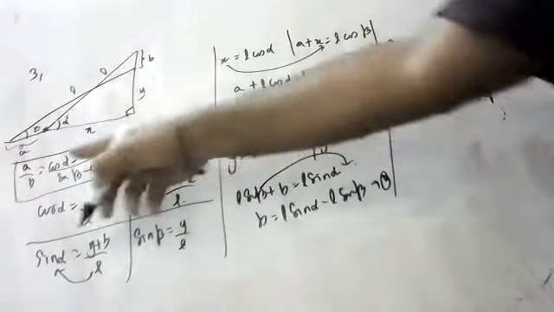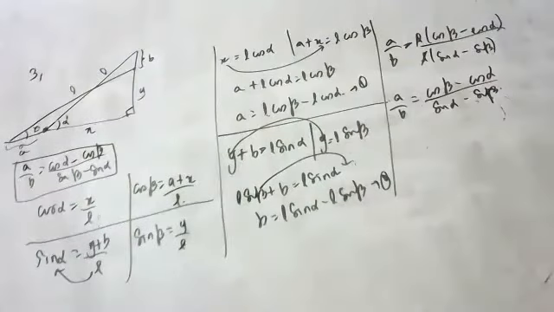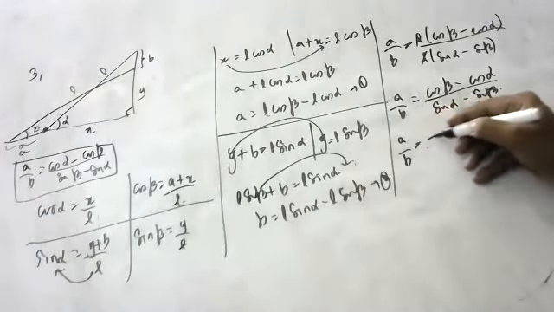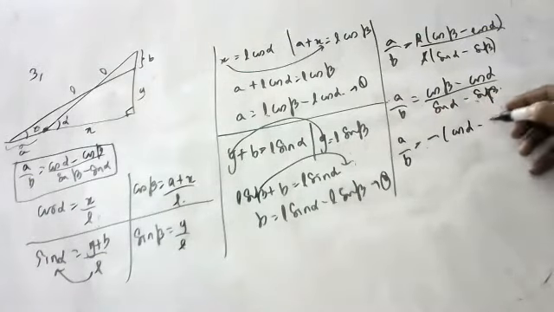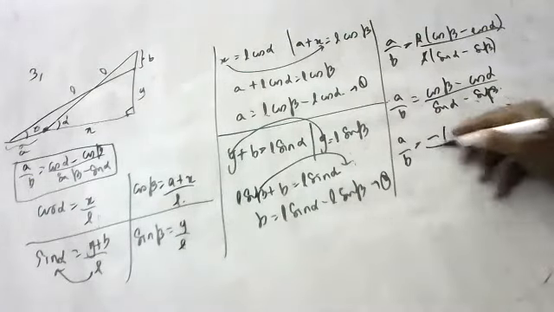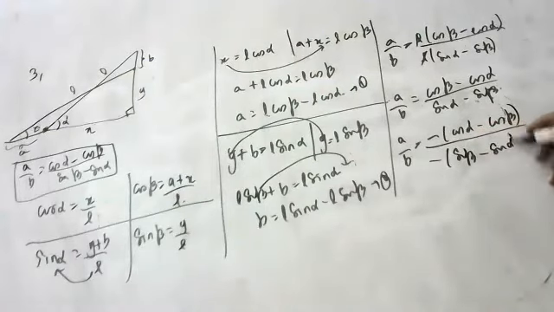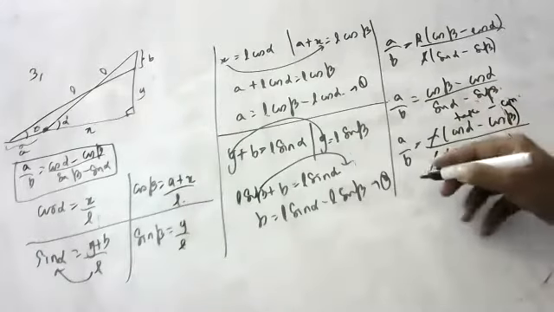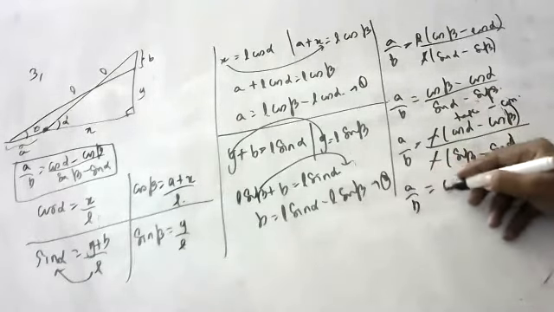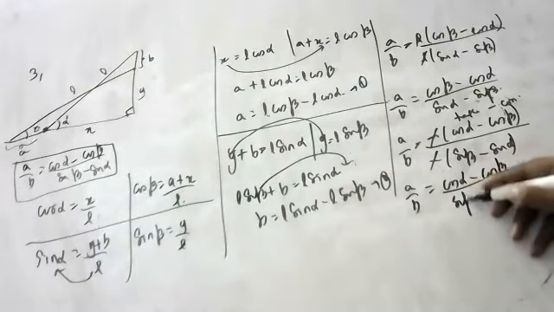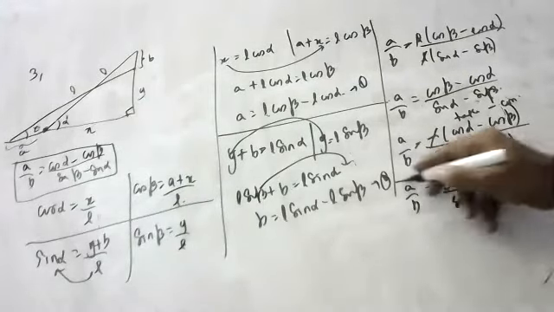But according to the question, alpha should come first, beta should come first, children. So take minus common, up and down. Take minus common here also: cos alpha minus cos beta. Down also take minus common: sin beta minus sin alpha. You should write here, take minus common. Don't just do like that. Okay. Minus minus cancel. So A by B is equal to cos alpha minus cos beta by sin beta minus sin alpha. This is how we should prove, children.